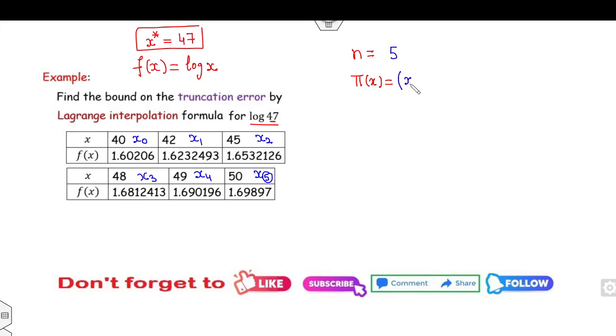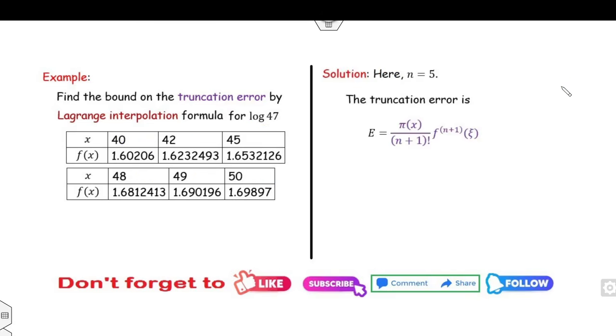How can you find the pi? It is x minus x0, x minus x1, x minus x2, and the last term is x minus x5. Fine. So n is 5. My truncation error in this case, or you can write this maximum error, with n as 5, is 1 over 6 factorial. Because the value of pi is given at 47, I can substitute 47. And this part is the maximum from the lowest number 40 up to the largest number 50 of the sixth derivative.